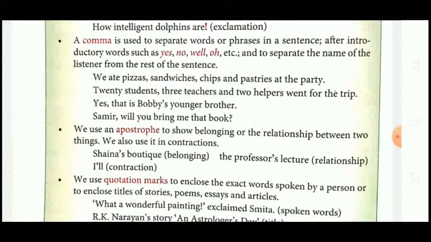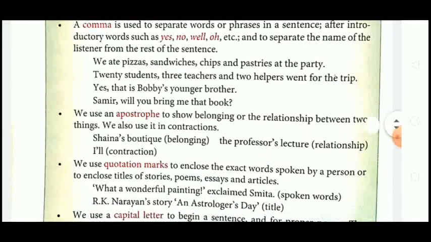The professor's lecture. Relationship between two things. Lecture and professor. So, professor's. It shows the relationship. Or Ramu's pen. Ramu's pen. Here it shows the ownership. Who is the owner of the pen? Ramu. Okay, to show belonging, relationship, construction and ownership, we use apostrophe marks.